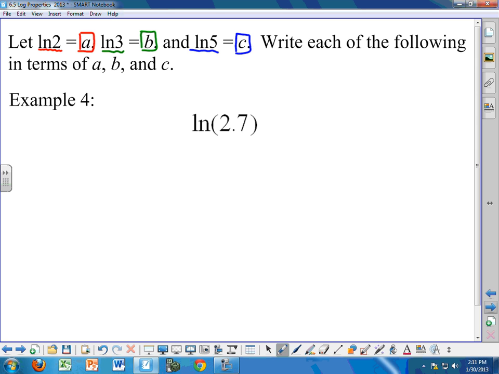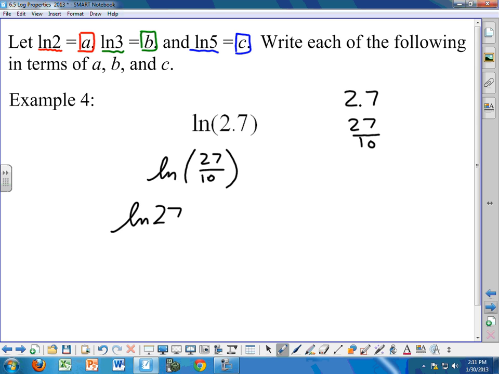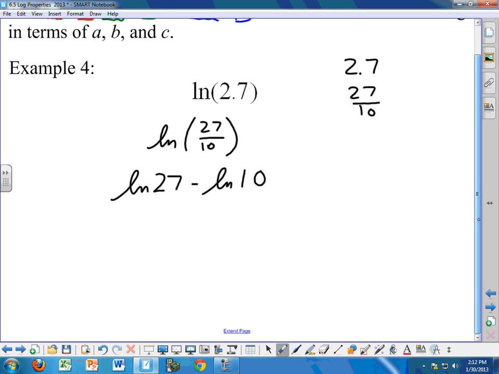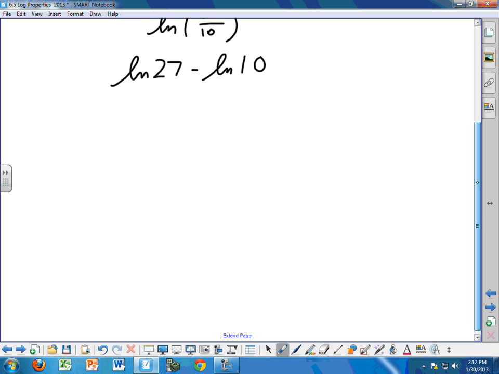So whenever I find one of these terms, I'm going to replace it with one of my special letters and simplify this out. So for our example here, the natural log of 2.7, just on the side, 2.7 is equal to 27 tenths. Therefore, if I replace this with 27 tenths, I can use my property of logs to break this down. So the first thing I'm going to do is write that as the natural log of 27 minus the natural log of 10. And I will have to be careful with that 10 because it's being subtracted there in that natural log. So let's work this out carefully.